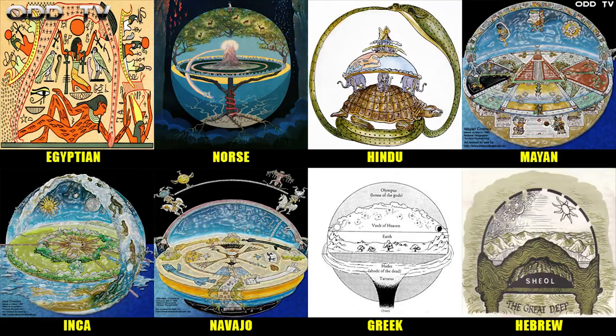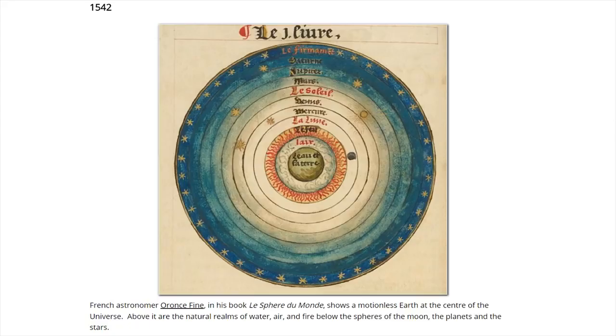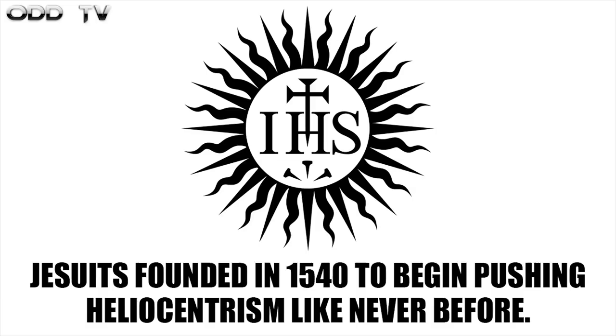So, we have all those, and here we have a 1542 depiction with Earth in the centre, followed by the 7 planets of the universe, aka the wandering stars, and finally, the firmament. This is also called the crystalline heavens, the place of the fixed stars. This is around the time the Society of Jesus, or the Jesuits, were founded, in 1540.